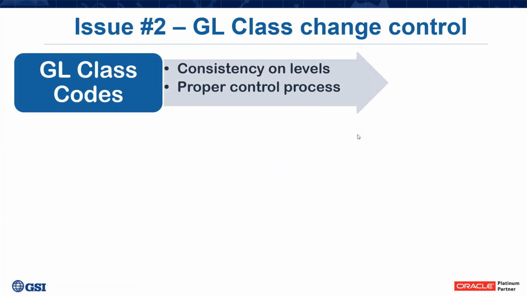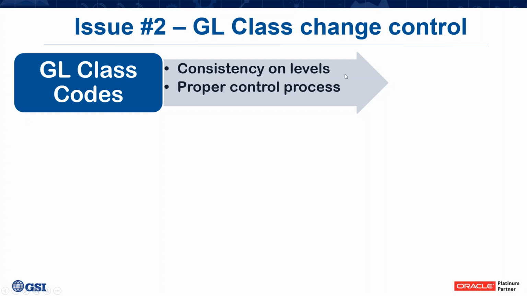Okay, let's move on to issue number 2, and we'll call it geo class code change control. Now, a geo class code is a 4-character code that gets assigned to each item that's used in inventory, and its purpose is to control the mapping through those DMAAI tables that we just talked about. So the tips that we're going to look at here are, we want to have consistency on all of the levels. We want to have a proper control process for when a geo class code needs to be changed. So let's break these 2 down.